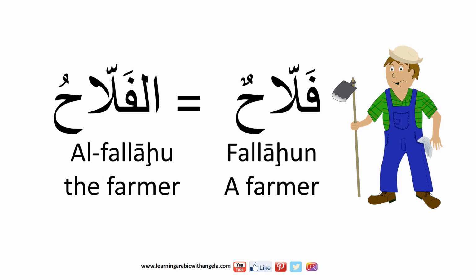So far we conclude the following. Al is the only definite article in Arabic. There is no indefinite article. It is simply the word without al, and we cannot have nunation and al combined together in one word. So the word will lose its nunation when it receives al.